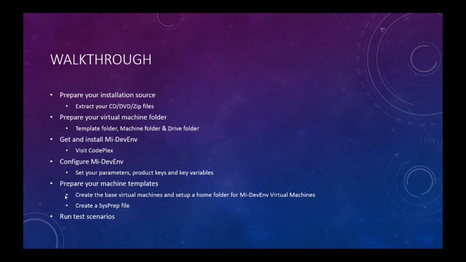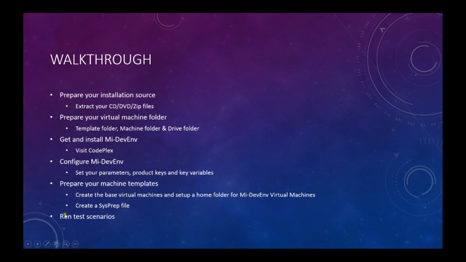And once you've installed the operating system, you basically run a Mi-DevEnv script which sets an execution trigger and then shuts that template down. And then you'll copy that template, store it in a safe place, and every virtual machine which is then created based on that template, when it's switched on, the machine will automatically sysprep itself and install all of the requested packages.